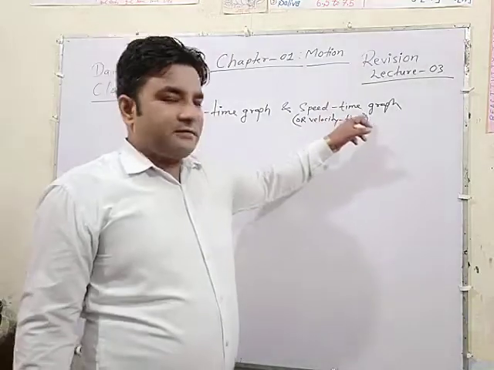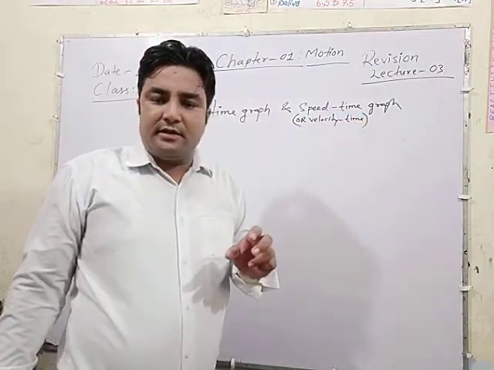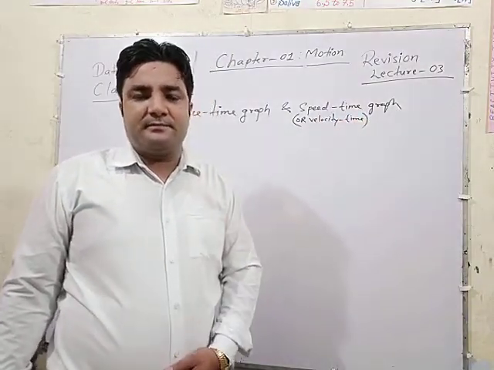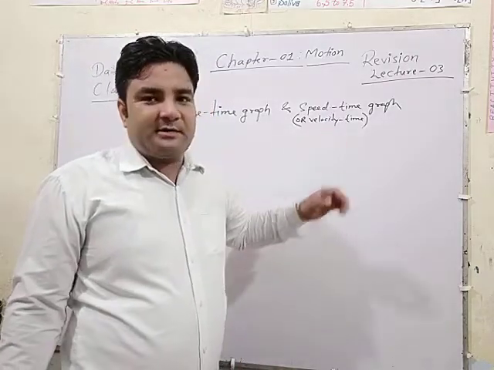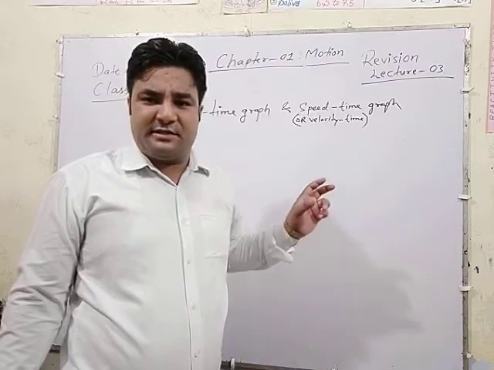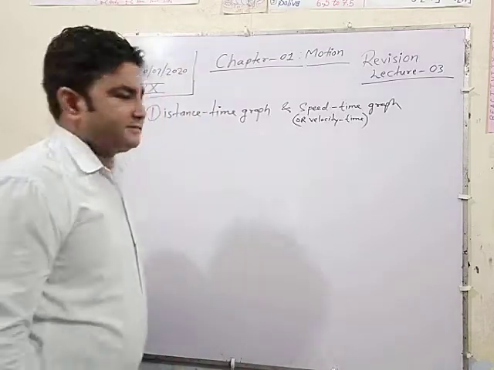Whenever it is a speed time graph, then the area under the speed time graph gives what? Distance. And the area under the velocity time graph gives displacement. How it gives distance and displacement will be clear, very easy.